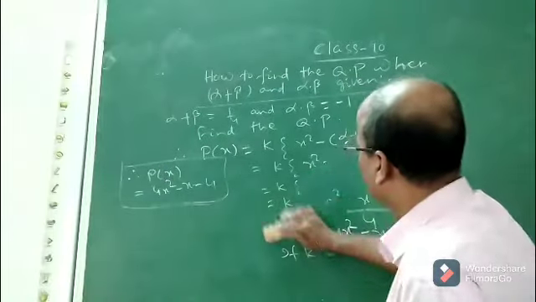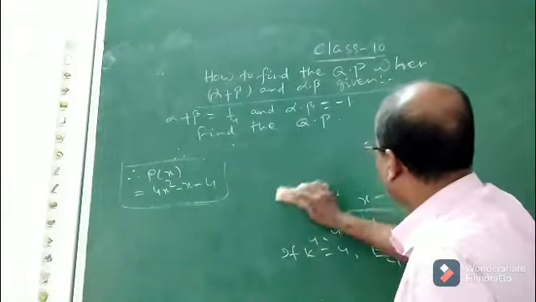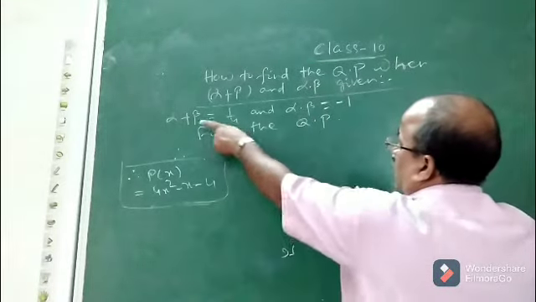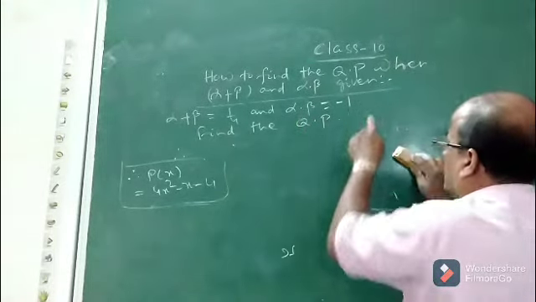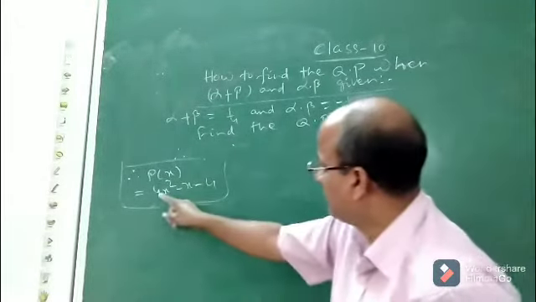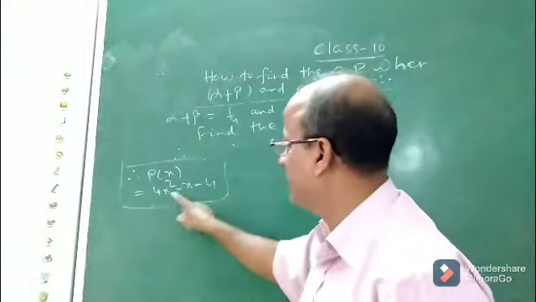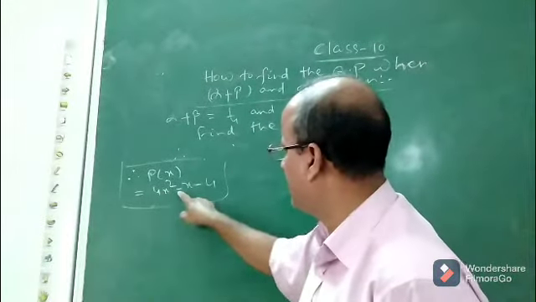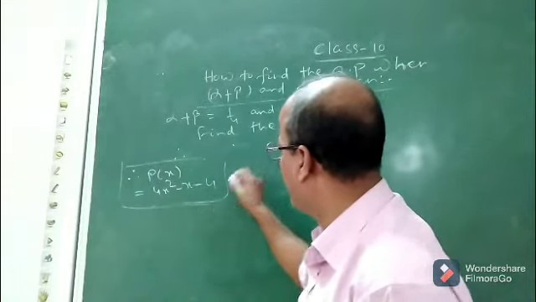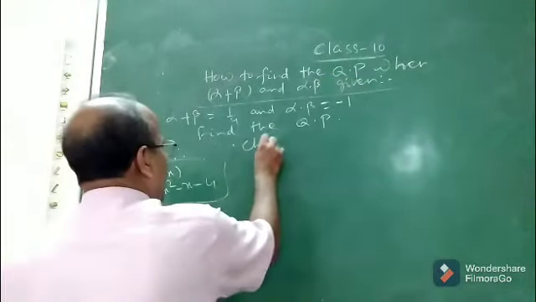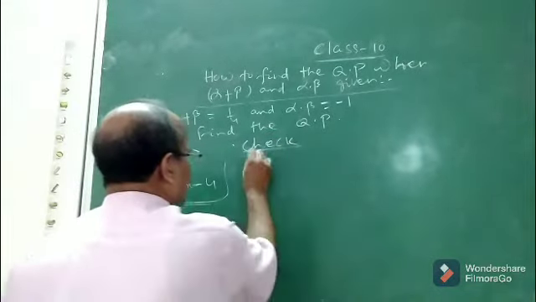See, children, to prove that this is the required quadratic polynomial whose sum of zeros is 1 by 4 and product of zeros is minus 1, what we will do, you see? Now this is the required quadratic polynomial. It is in which form? It is in the form of ax square plus bx plus c. How to check? I am now checking. You see here.